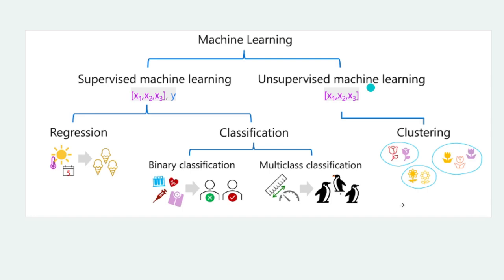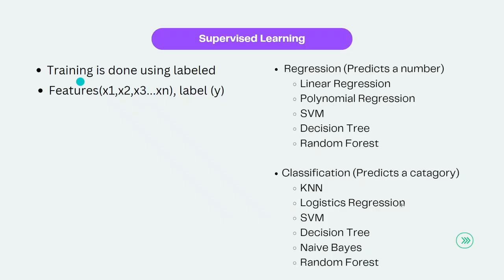We also have a lot of models over here, which we will be looking at in the next slide. Okay, so the main intuition behind supervised learning is that the training is done using labeled data, right? Features, there can be multiple features, as I told you. You see x1, x2, dot dot dot to xn, and there will be one label.